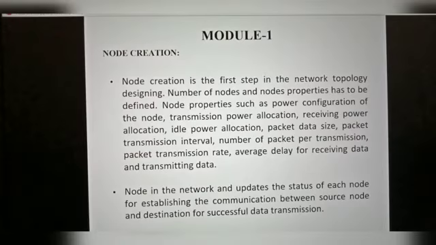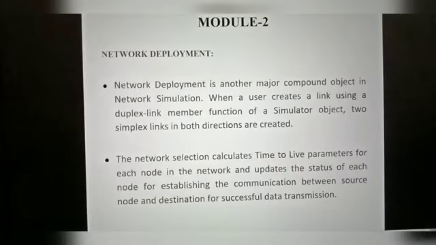Our first module is node creation. Here the node properties such as transmission power, receiving power and idle power will be given by the user. Network deployment is our second module. It is another major component. In this stage, each node in the network gets a unique IP address.